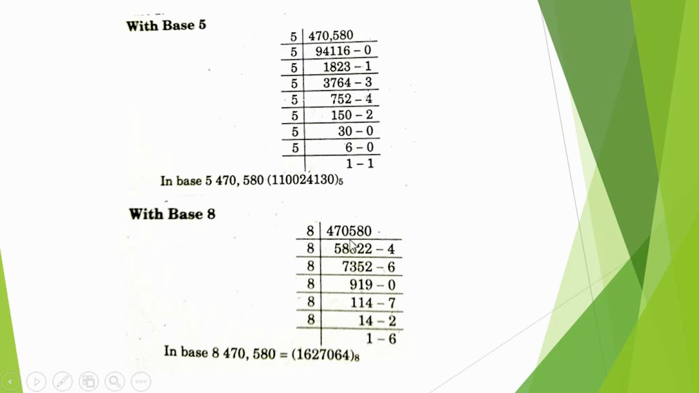Now we add these values: 1 1 0 0 2 4 3 1 0. Now base 8: 4 7 0 5 8 0. 8 fives are 40. Now 0 becomes 70. 8 eights are 64. 5 becomes 65. 8 eights are 64. 8 becomes 18. 8 twos are 16. 0 becomes 20. 8 twos are 60 and 4 carry.